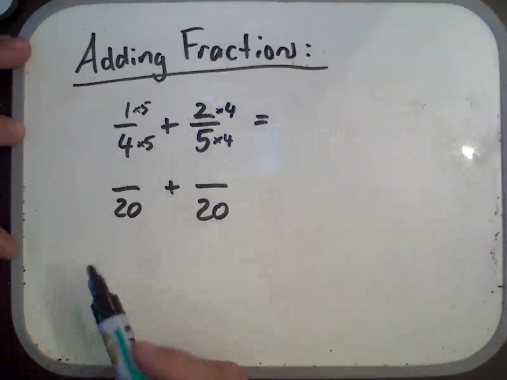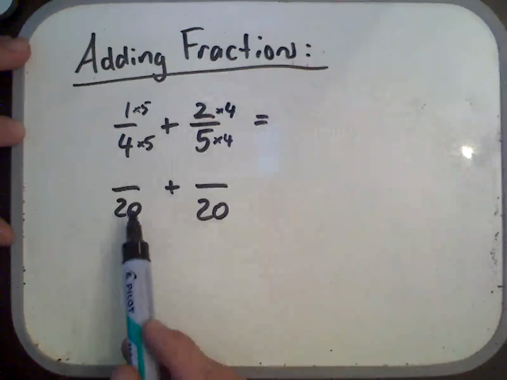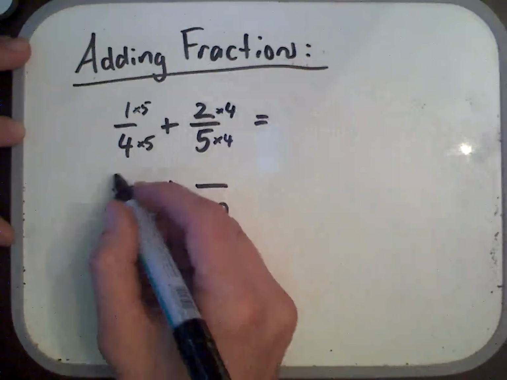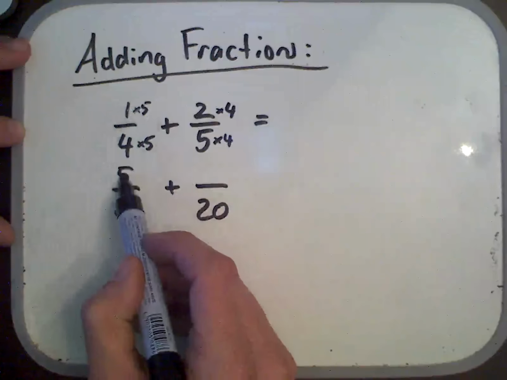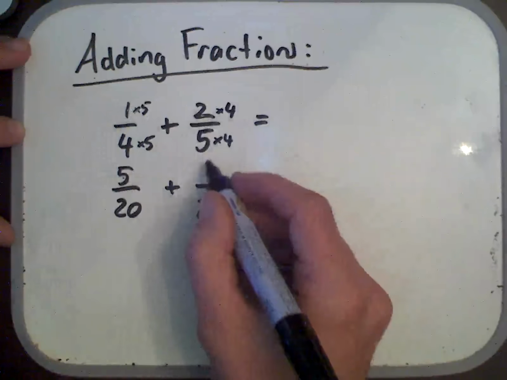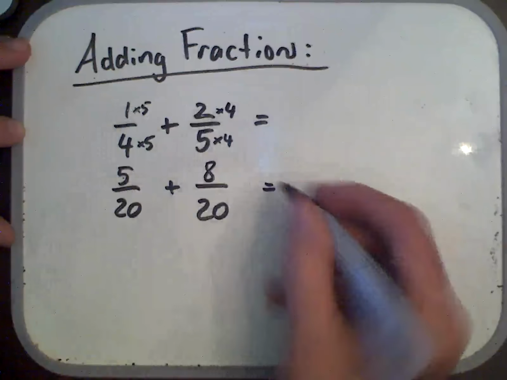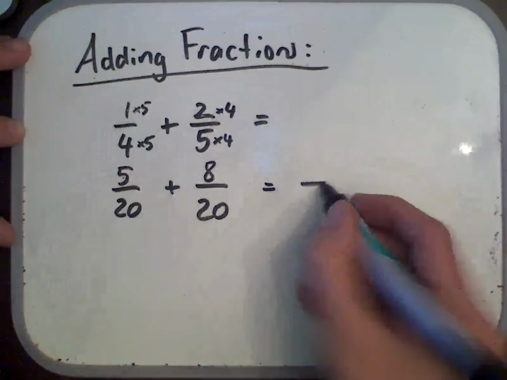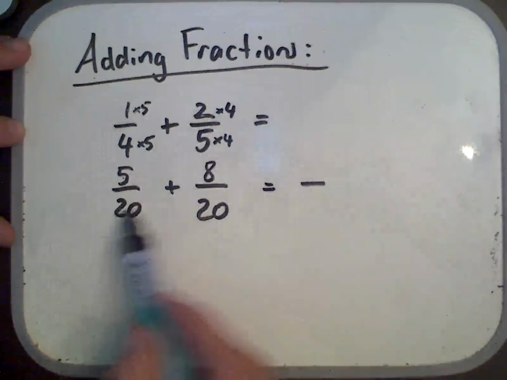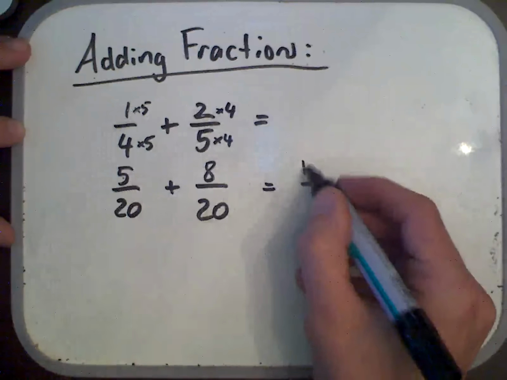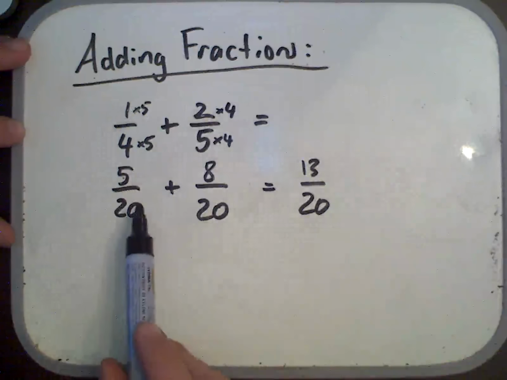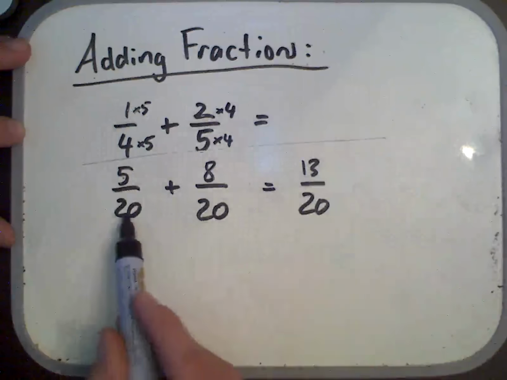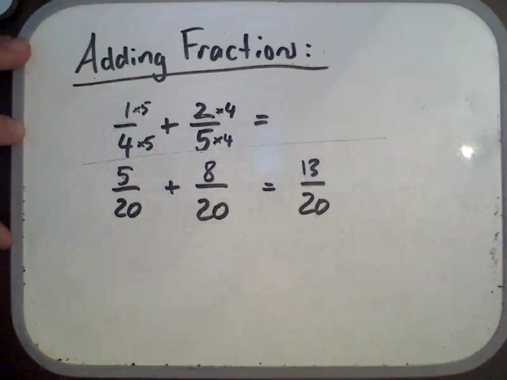Now what I've done is I've split my shape up into 20 parts. I have 5 parts out of 20 for here because 1 times 5 is 5. I have 2 times 4 is 8. This will be 8 parts out of 20. Now all I need to do, and remember this, 5 20ths plus 8 20ths is 13 20ths. Do not get caught in the same trap that a lot of students get caught in, where they add 20 and 20 to become 40. Remember, the denominator does not change.